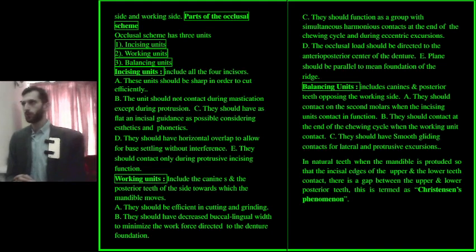Parts of the occlusal scheme. Occlusal scheme has 3 units. Number 1, incising units. Number 2, working units. And number 3, occlusion balancing units.